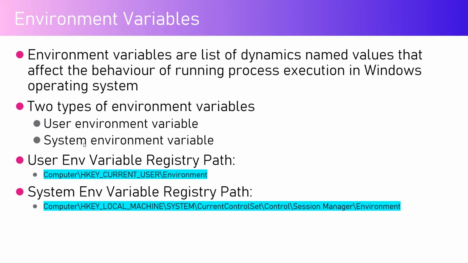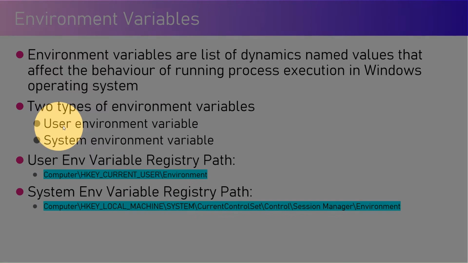I'm specifically talking about Windows 10 and Windows 11. It also applies to previous versions of the operating system, but this is in the context of Windows 10 and Windows 11. There are two types of environment variables which can be used by various processes within your operating system. The first is the user environment variable.